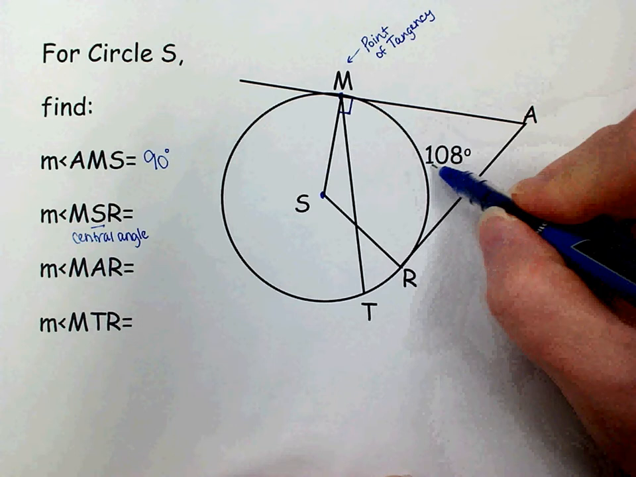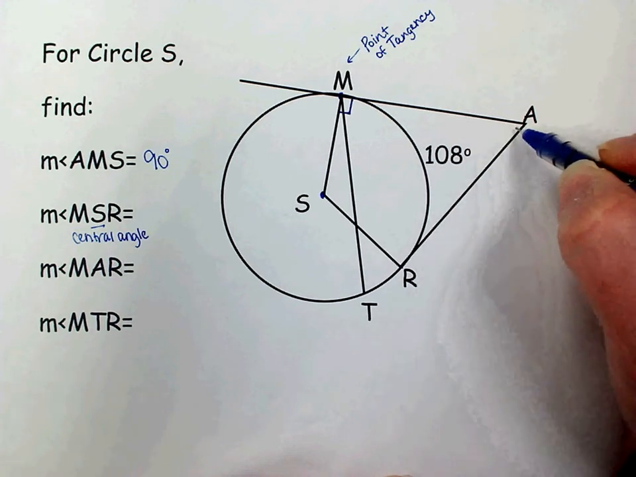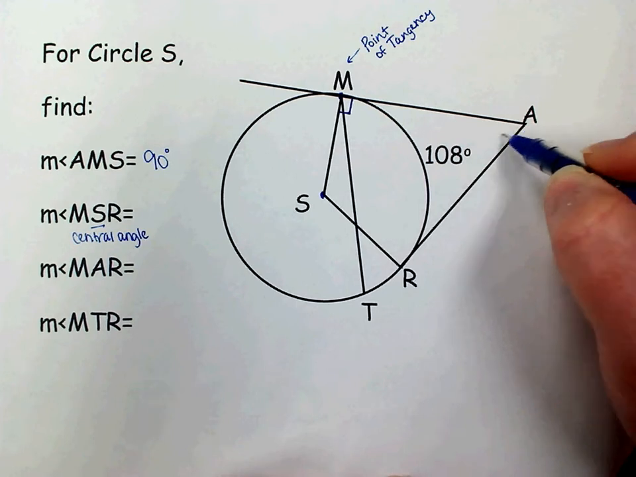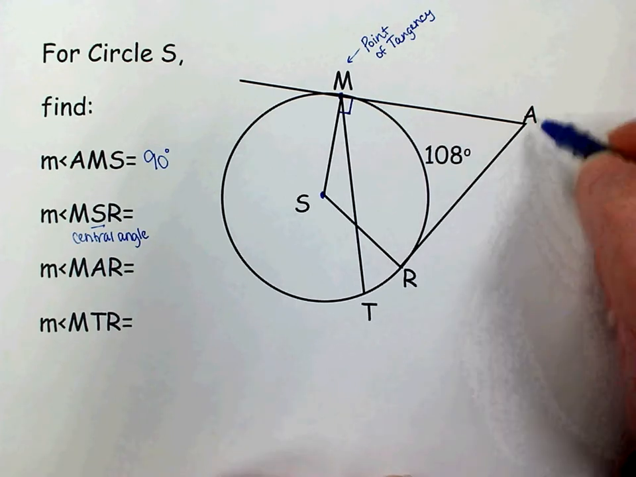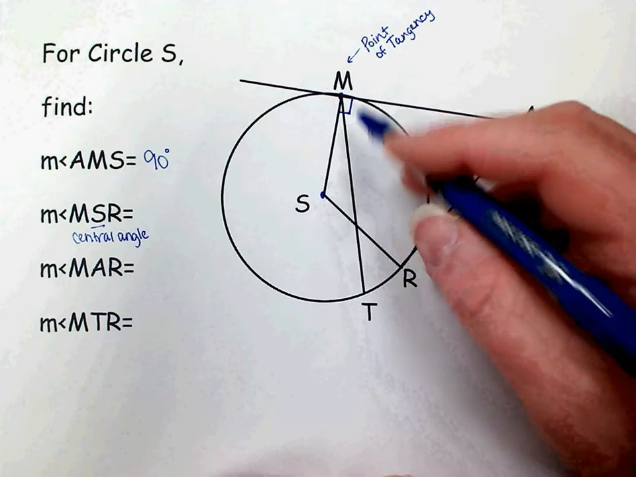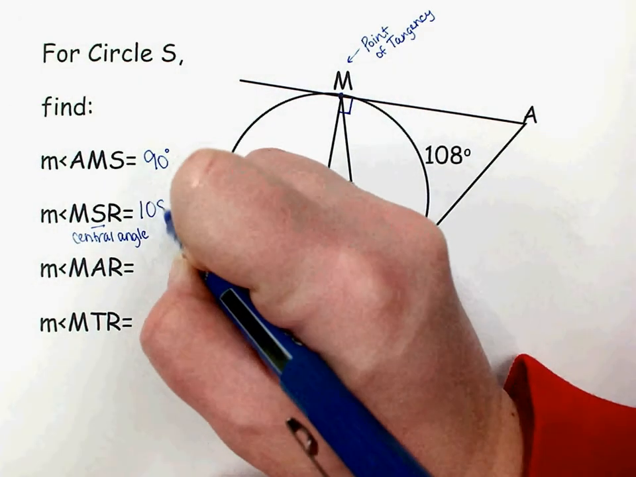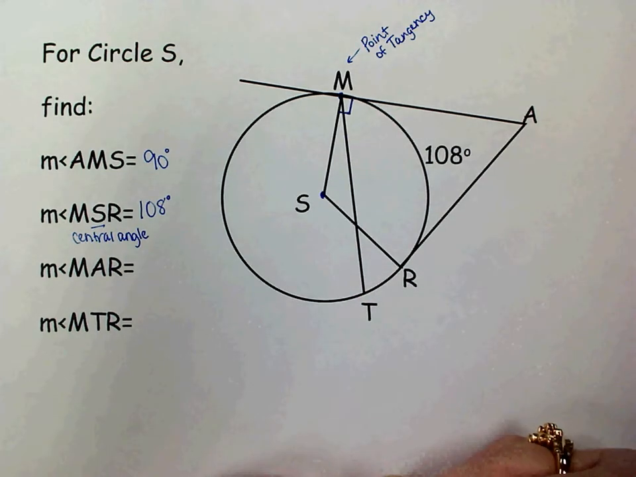Since this is really close to the arc, this is not talking about this angle over here. If this 108 degrees represented the angle, it would be closer to the angle at point A. So our angle MSR is the same measure as the arc it intercepts, so it's also 108 degrees.